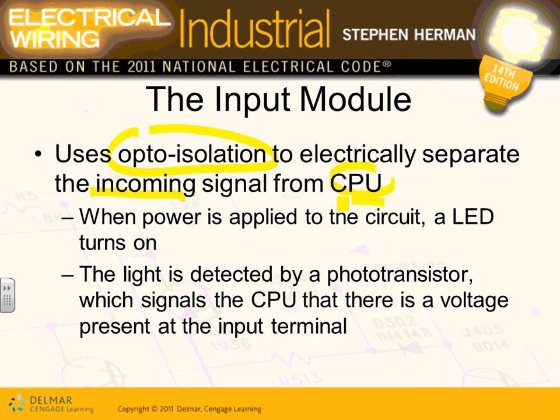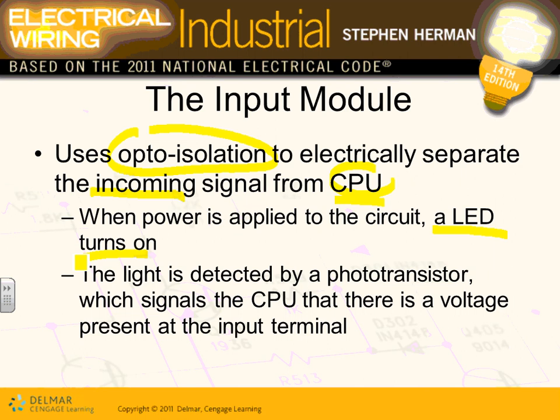When the power is applied to the circuit, an LED turns on. So what they do, you have an input. When you get an input, an LED turns on. There's a sensor here, a photosensor. It sees the LED goes on. It sends the light, no electricity, sends the light, and gives a signal to the PLC. They say, hey, we got a signal, do something. So they isolate them via something called opto isolation. So that's how they isolate them.